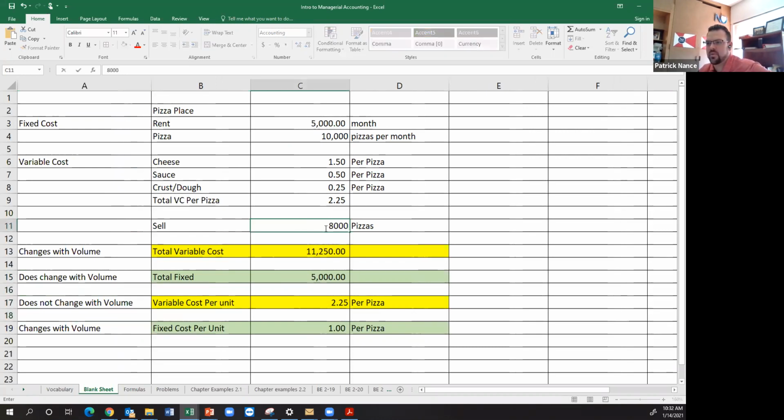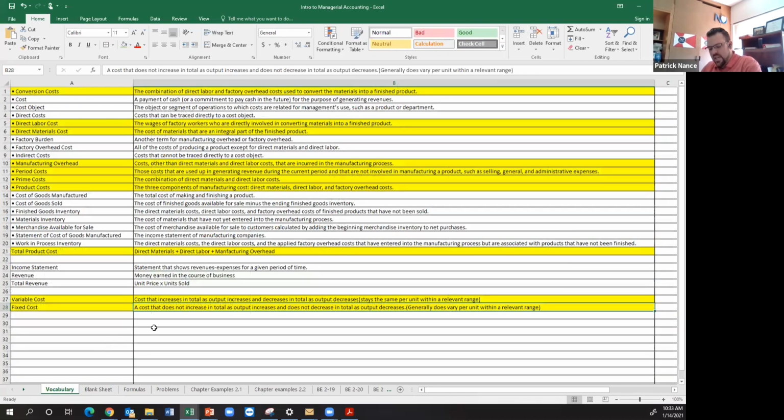that works. I can change this number to whatever I want it to be, and you'll see no matter what I do to this number, I'm still going to have $2.25 per pizza, but this variable cost in total is going to change every time. Okay, and also notice no matter what I do here, that my total fixed cost doesn't change, no matter what my number of pizzas is, but my fixed cost per unit changes every time I make a change on how many actual pizzas I sold. Okay, so that's the short version of variable cost versus fixed cost.